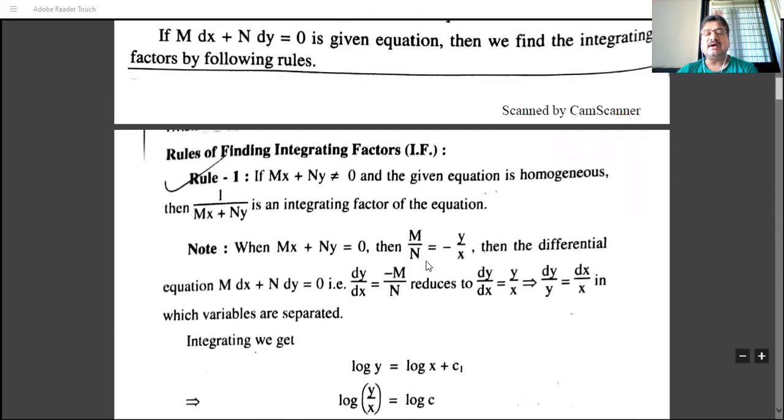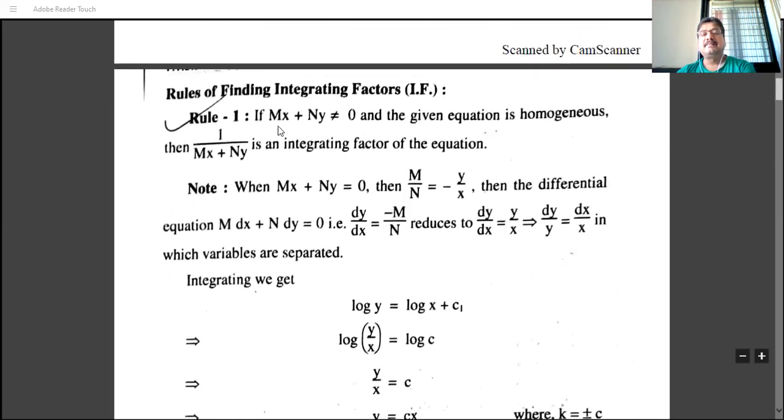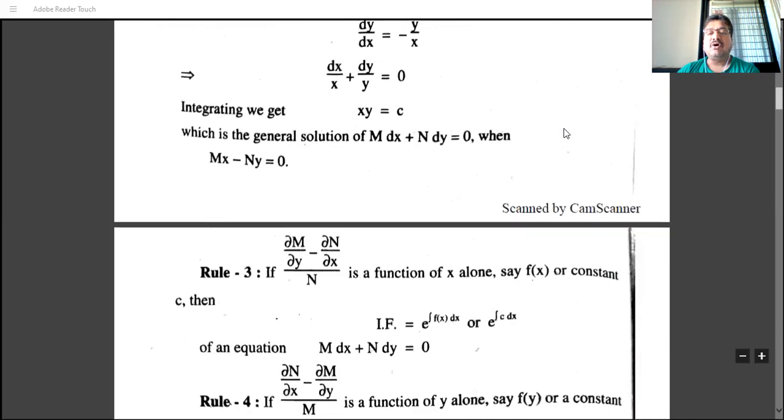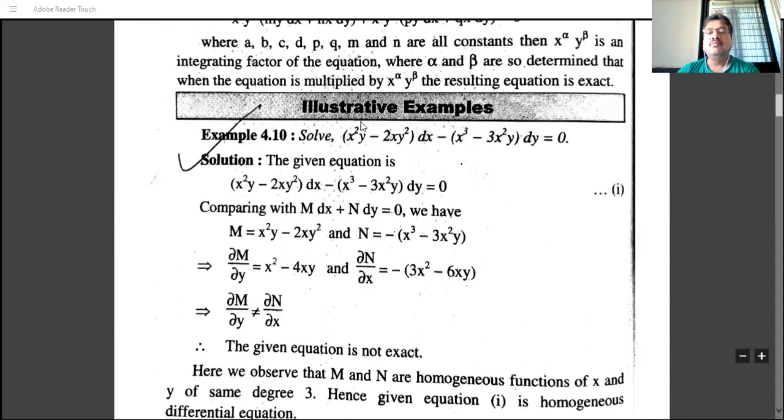So this is the example of the rule first, that is Mx plus Ny is not equal to 0, and the given differential equation is a homogeneous differential equation, because M and N are homogeneous functions of the same degree. M is a homogeneous function of degree 3, N is also a homogeneous function of degree 3. So we know the definition of a homogeneous function: the function is called a homogeneous function if in each term the sum of the powers of x and y is the same.